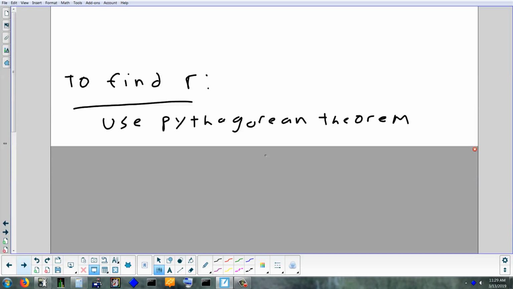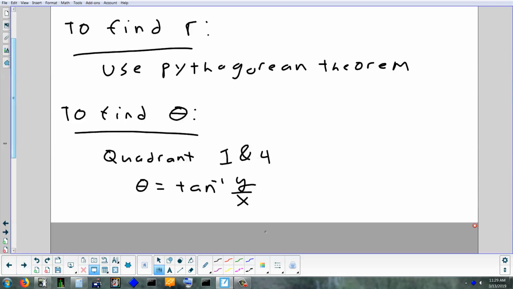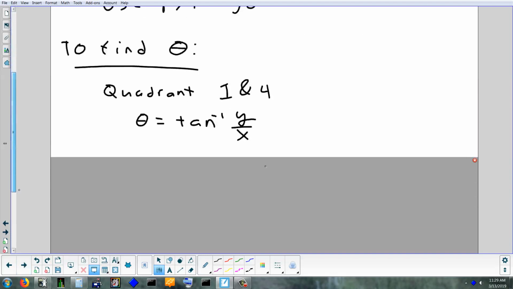So find r, that's pretty easy. No matter what quadrant you're in, just use the Pythagorean theorem. Now, to find theta, if you're in quadrants 1 or 4, the two that we just mentioned, all you have to do is inverse tangent of y over x. It's the formula we just came up with. It works perfectly.